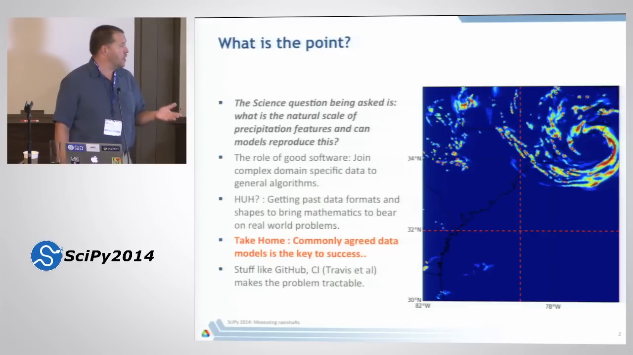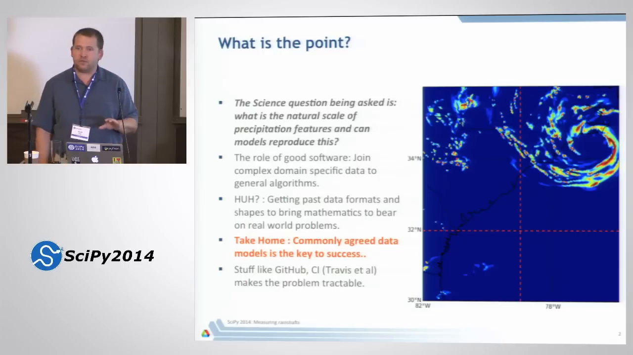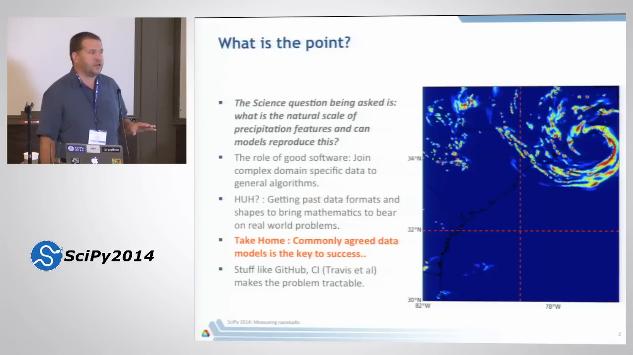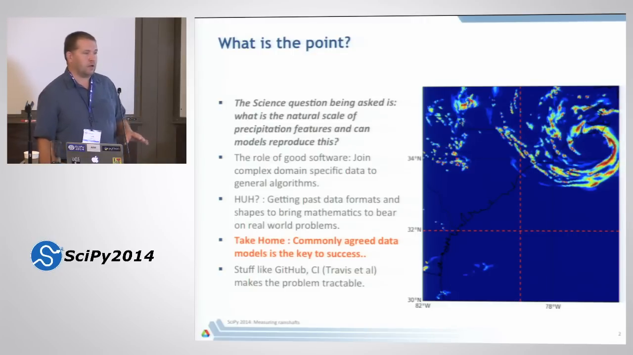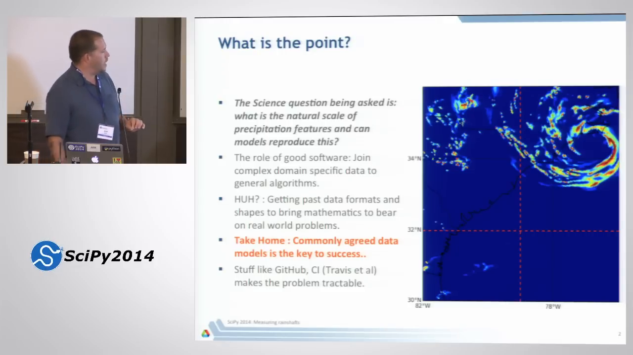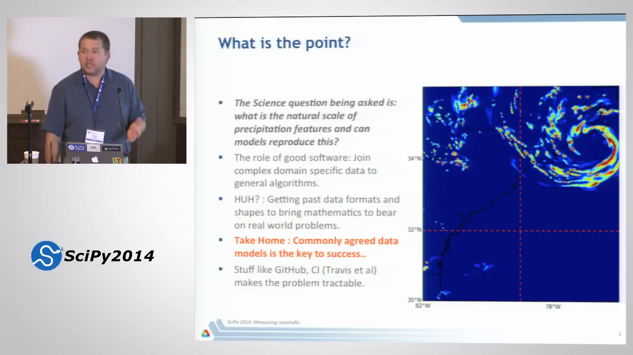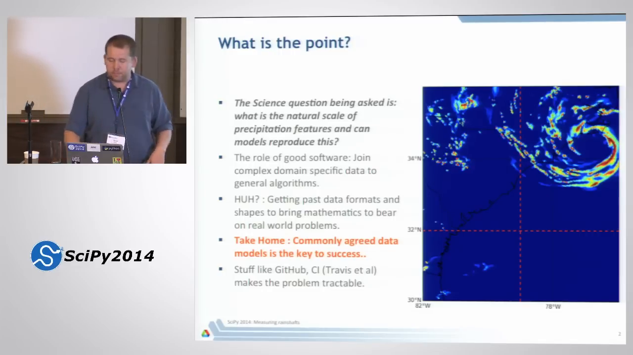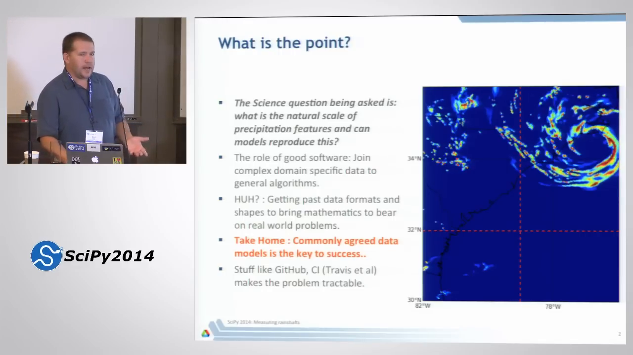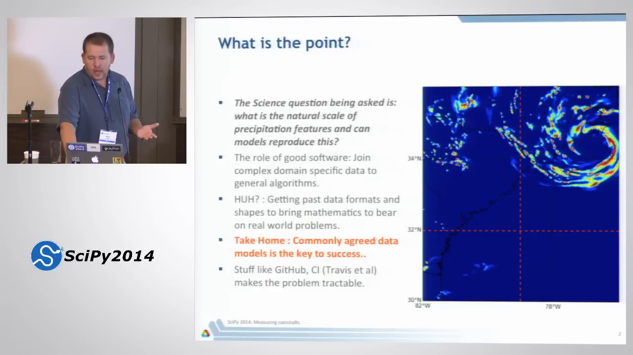The take-home from this, and I've seen this repeated by several other speakers in this session, is that commonly agreed data models is the key to success. Building a good data model, adhering to that data model. I know that the IRIS toolkit does something similar to this. And stuff like GitHub, continuous integration, actually makes the problem tractable in the end, actually allows user-submitted improvements to your software and allows for it to have a life beyond what you originally intended.